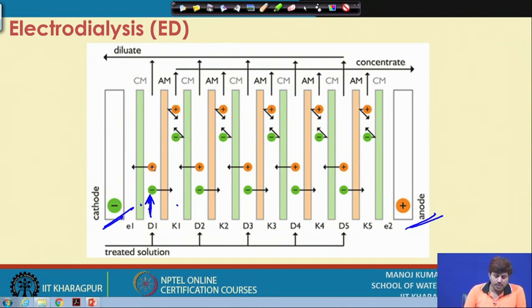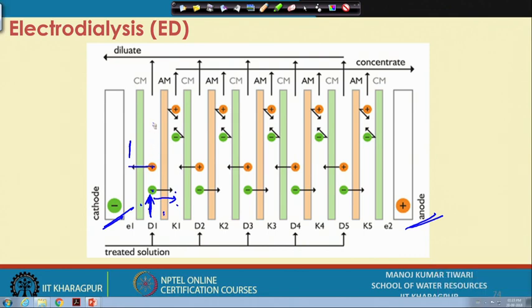We have a cationic membrane where cations can pass through, so they will leave this channel and come into this zone. Similarly, we have an anionic membrane on this side. These anions will pass through this membrane because they are attracted towards the anode. They want to move in this direction, and there is a membrane which allows them to move. So cations move in this direction and anions move in this direction, and the final water coming out of this channel will ideally be free from these cations and anions.